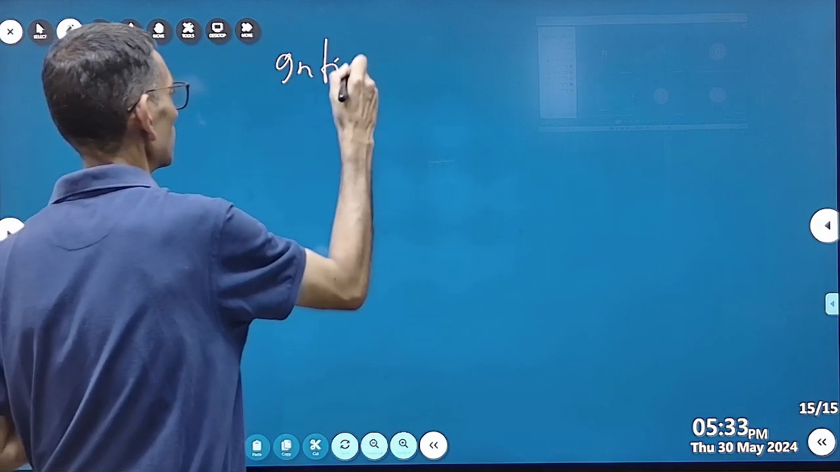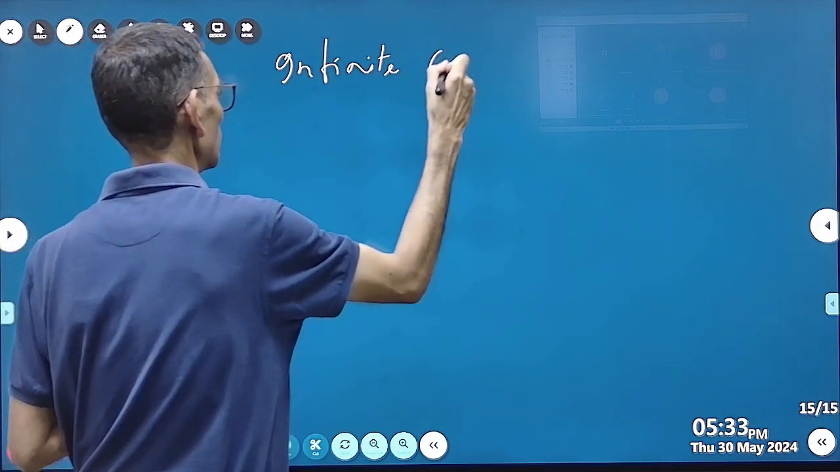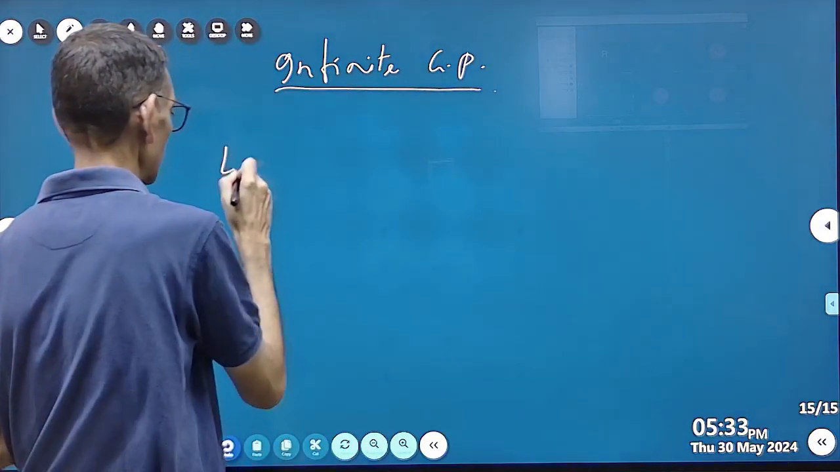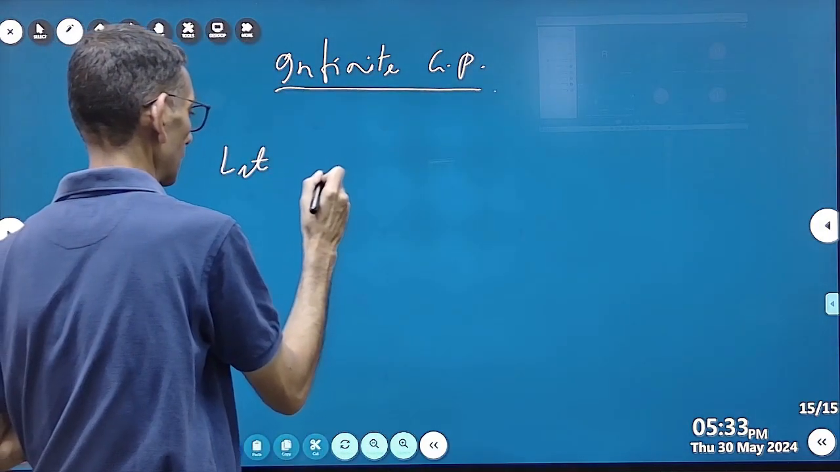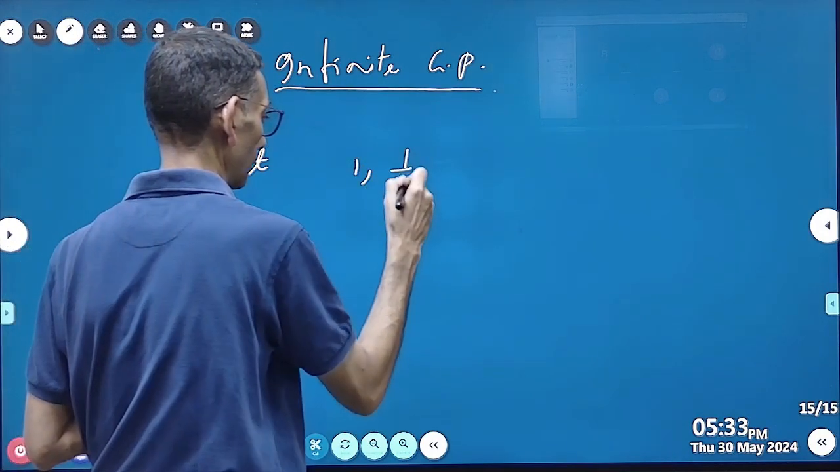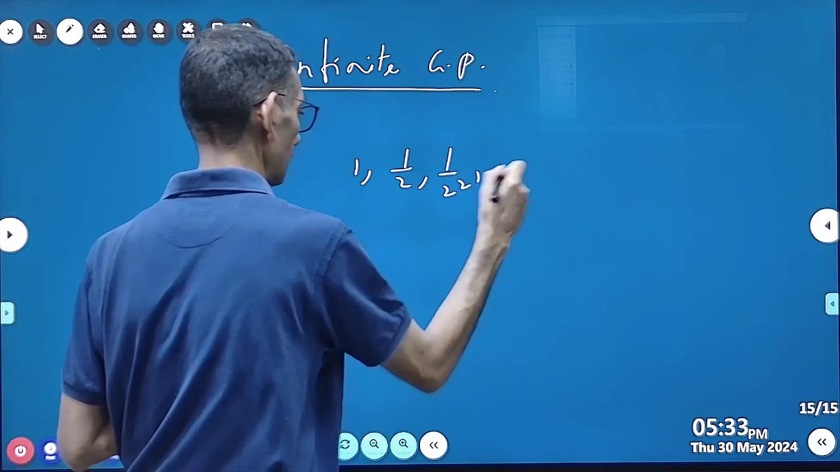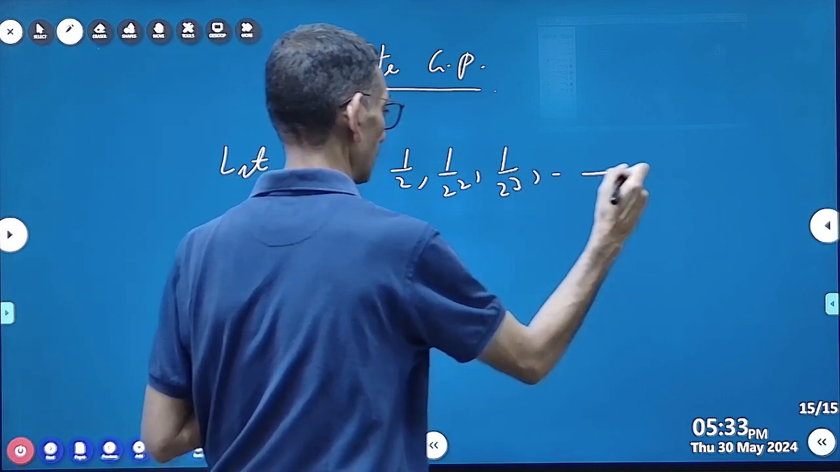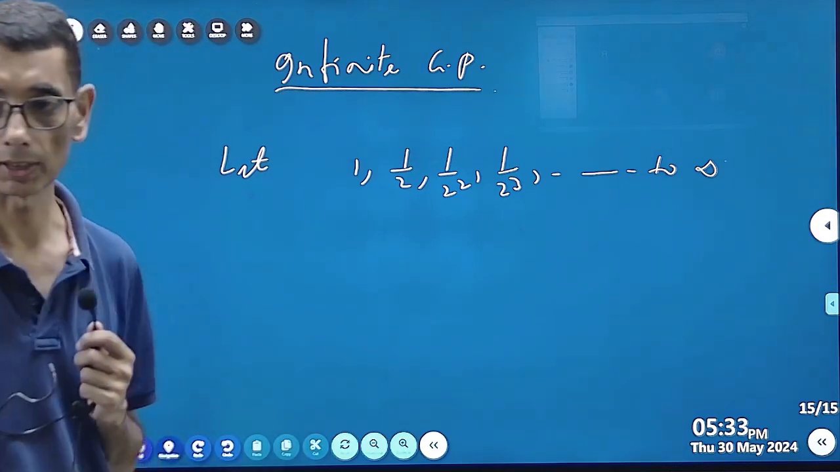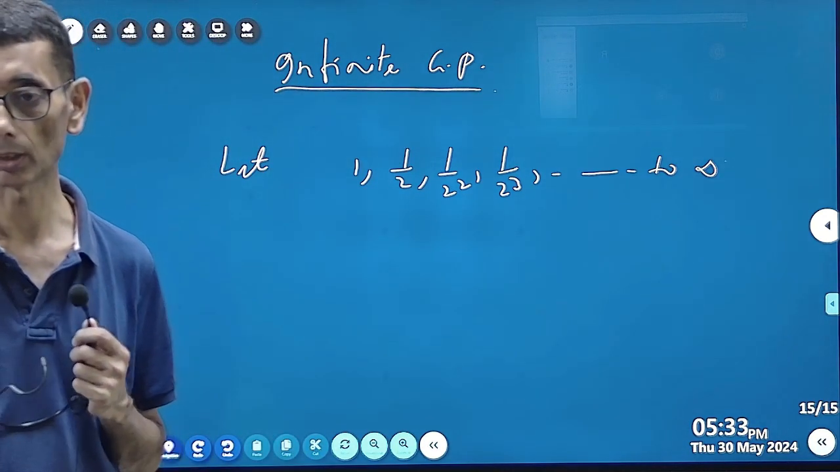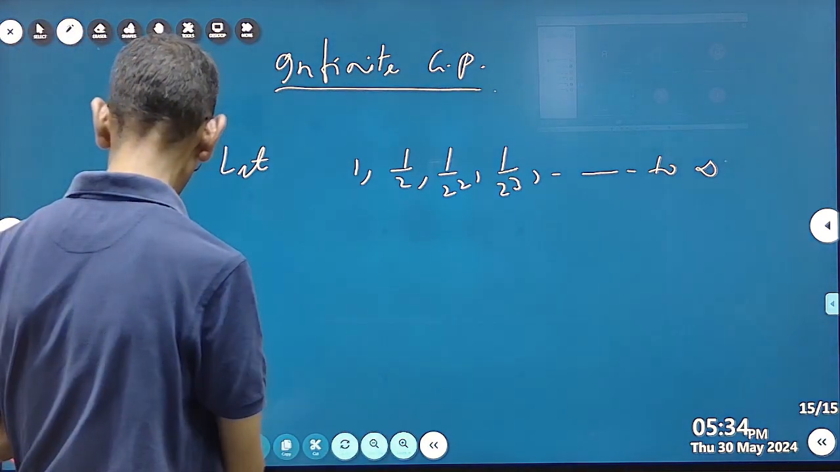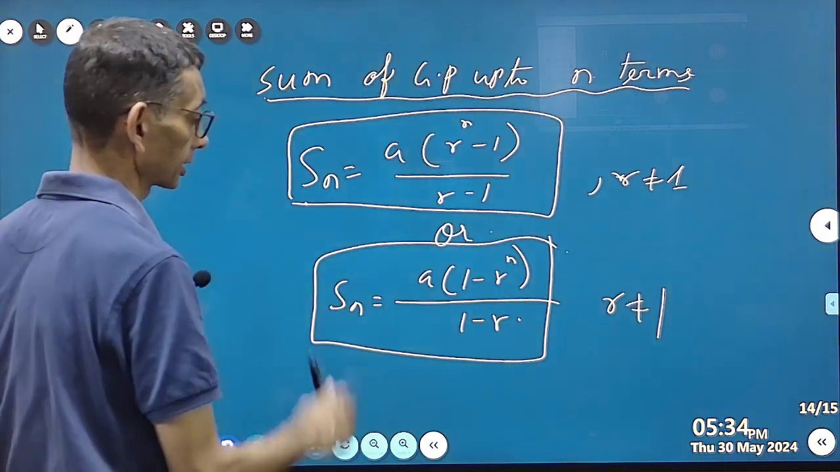Now for an infinite GP, suppose I write a GP like 1, half, half square, half cube, to infinity. It is a sequence going to infinity. There is no end. So how do we add all this? It is a series.